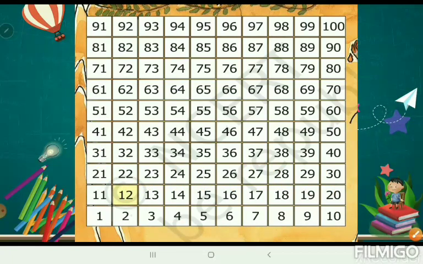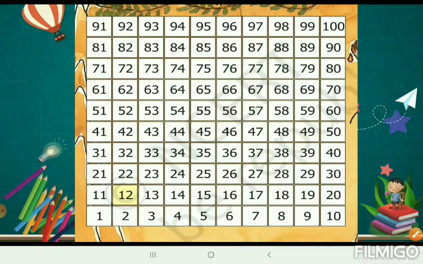So if I want to add 10 to 2, I go one step up, my answer is 12. If I again want to add 10 more, I go one step up, I get 22. So whenever you want to add 10, it means you jump one step up and get the answer which gets greater by 10.